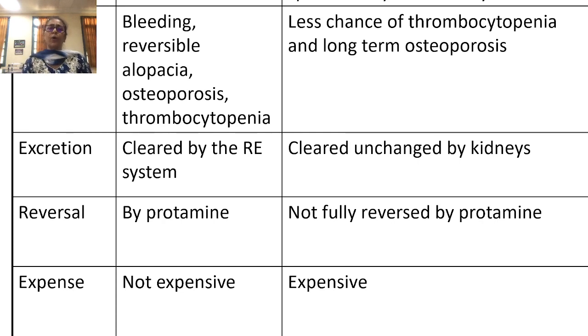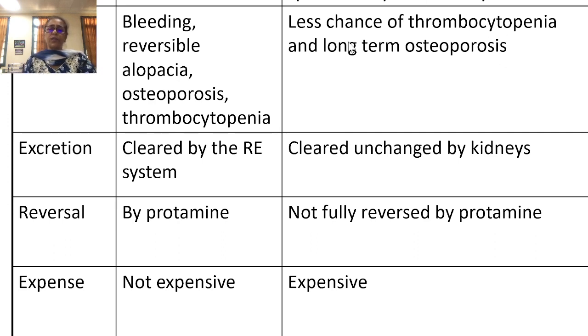How do we do the monitoring? Monitoring is done by measuring APTT, activated partial thromboplastin time, prothrombin time and so on. When we are giving low molecular weight heparin to the patient, we don't need to monitor it regularly, but it requires a special assay if necessary. In routine, no monitoring is required in this case.